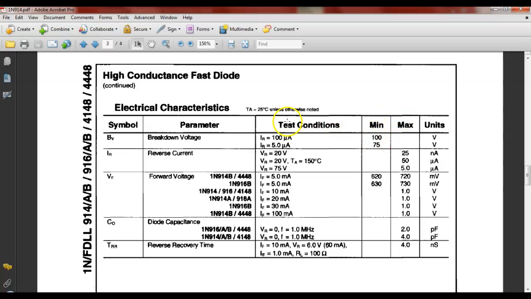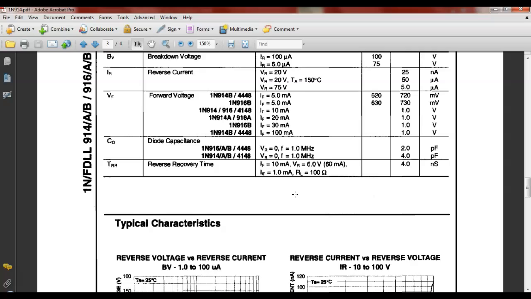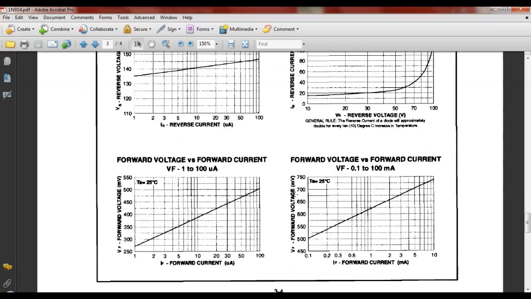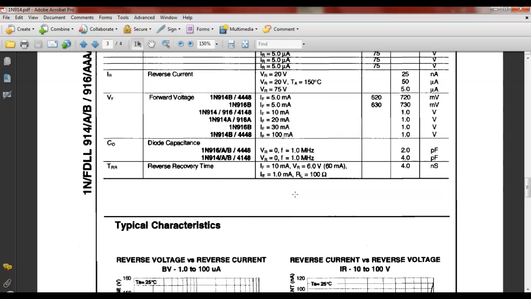And the forward voltage drop on this one can be anywhere between a minimum of 720 millivolts, but it could be all the way up to 1 volt at 100 milliamps. And then, of course, this would give us how fast it can switch. So this guy could actually reliably switch up to 1 megahertz. And then these are just currents through it in different situations.